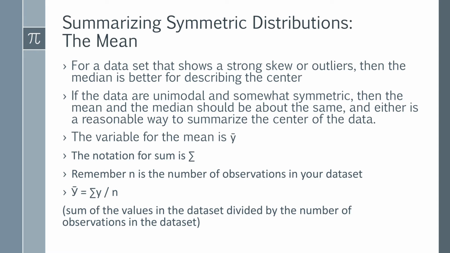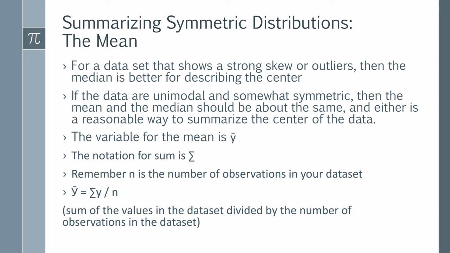If the data is unimodal, somewhat symmetric, then the mean and the median should be about the same, and either is a reasonable way to summarize the center of the data. You just want to be careful if you're working with a data set that has outliers or is skewed, because the mean is not going to be the best representation of the center. The median is going to be your better measure of center in that circumstance.